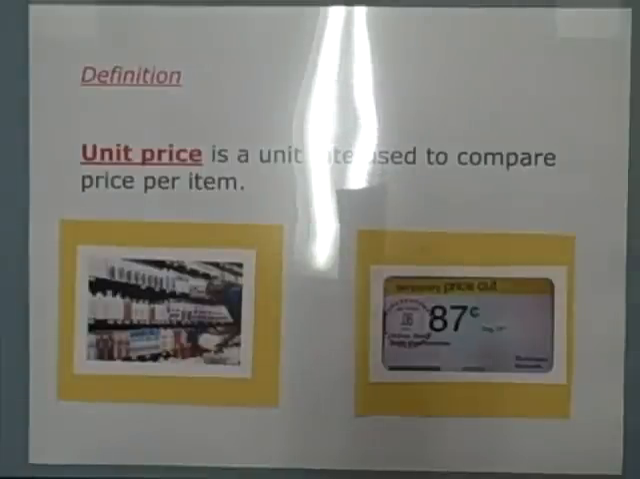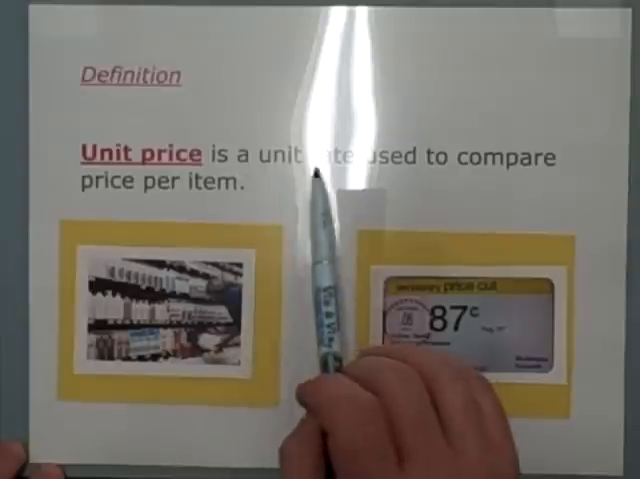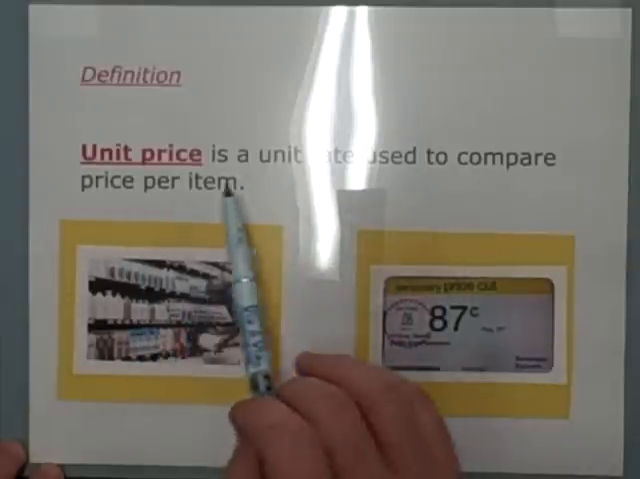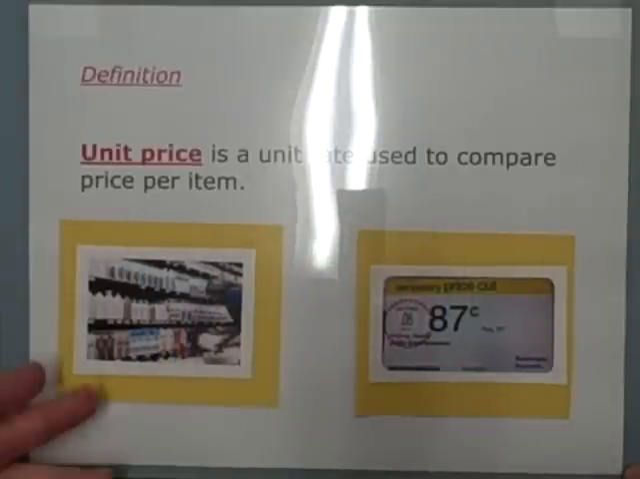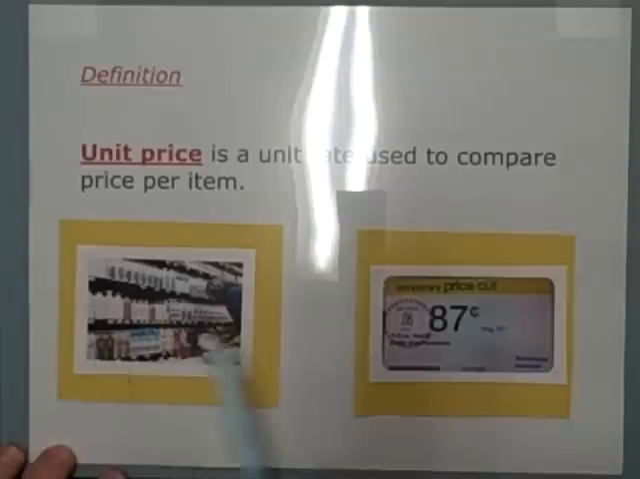Okay, now let's look at another unit rate, but very specifically the unit price. Unit price is a unit rate used to compare prices per item. Whenever you go to the grocery store, you may go down the milk aisle and you see lots of different milks and different sizes and different brands, different styles. If you want to get the most for your money, you need to know a unit price. A lot of times in the stores, they actually will list the unit price for you.